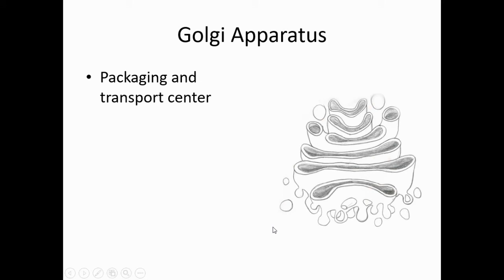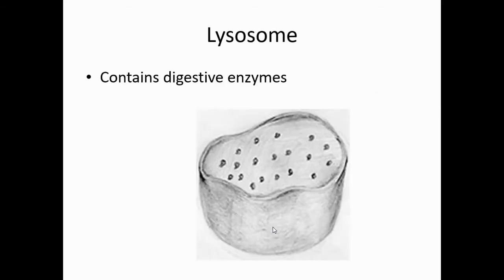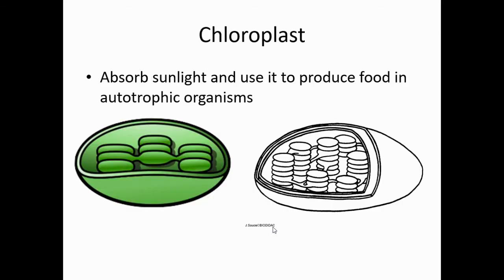The Golgi apparatus is packaging and transport. They so lovingly refer to him as a mail carrier. Lysosomes contain digestive enzymes, and your white blood cells are actually lysosomes. So they go around, they clean the cell up. If there is an old, worn-out organelle, they'll eat it, and they also eat bacteria cells. So lysosomes are good.